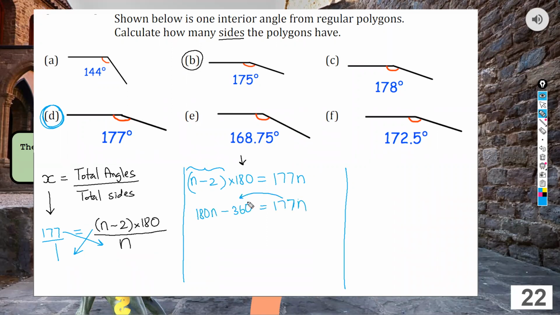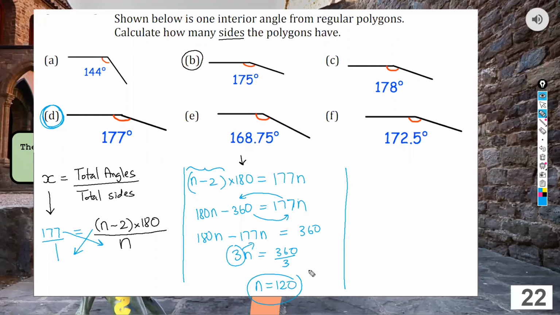Throw across this and throw across this because you want all the N's on the left-hand side. So 180N minus 177N is equal to 360. 180 minus 177 is 3N. You'll get 360. 3 is our multiply, throw it across, you get a divide. So you're going to get 120 sides.